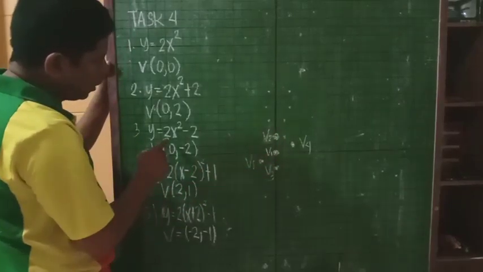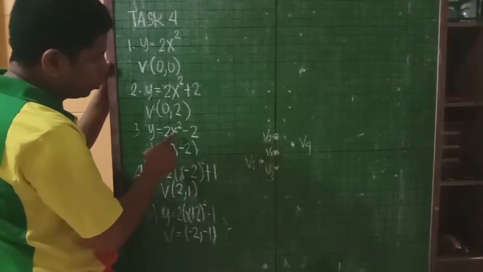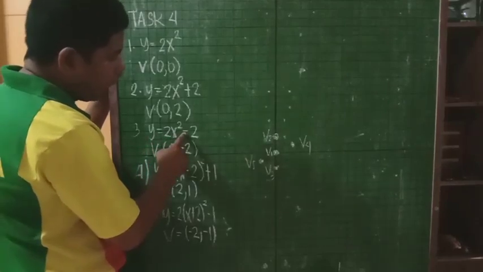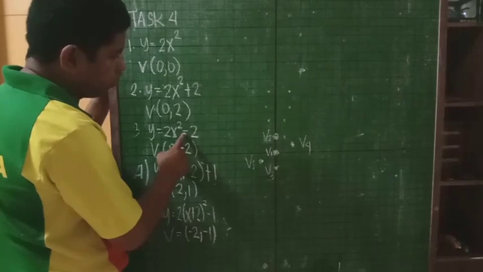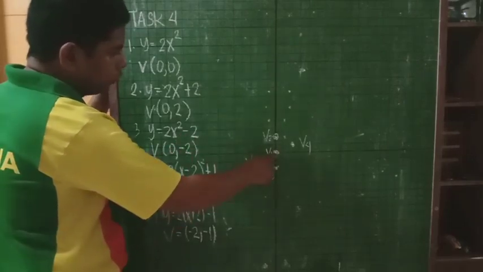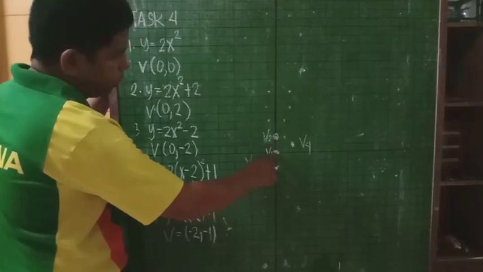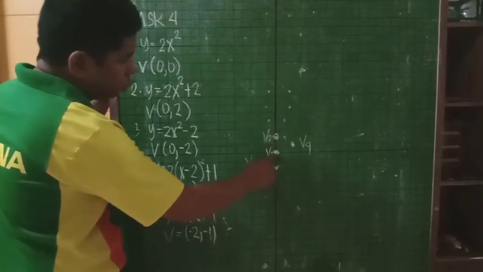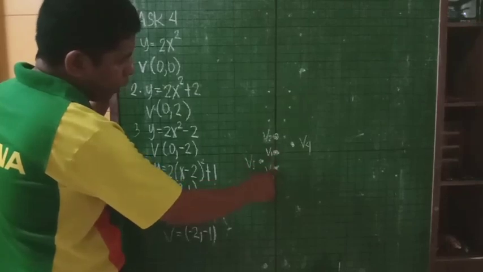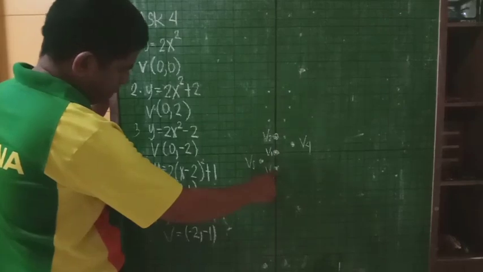And yung number 3 natin, y equals 2x squared minus 2. Our k is negative 2. It means, it shifts downward. So, ibig sabihin, bababa doon sa may pinaka-origin ng dalawa. So, ito yung k natin. So, that is negative 2.